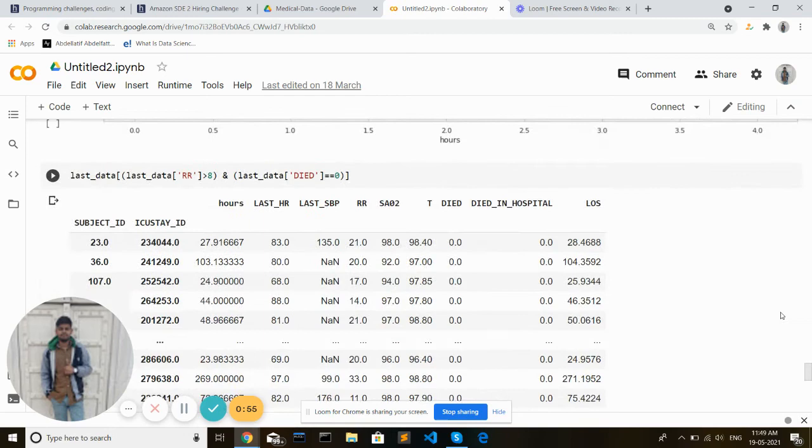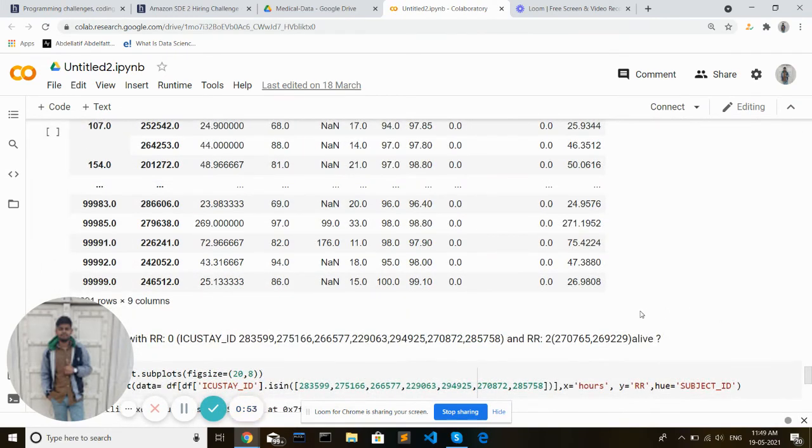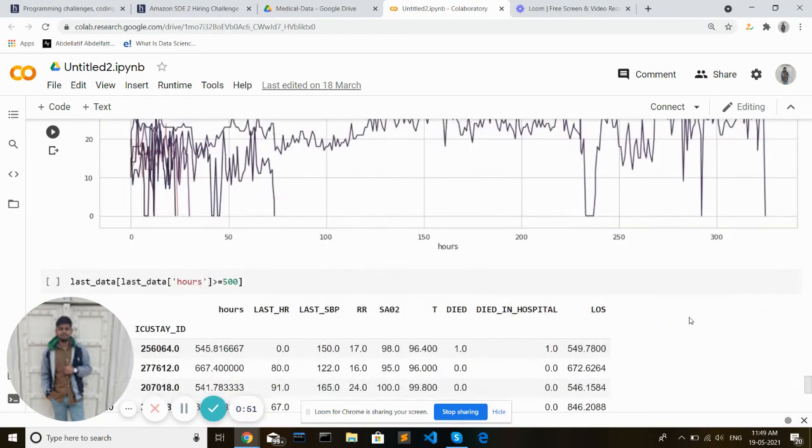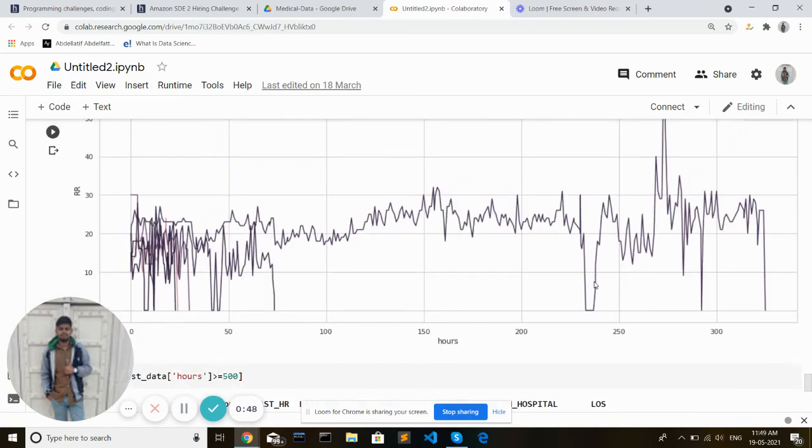This is not perfect; maybe there are some faults due to the outliers, so we have to deal with them using great domain knowledge.